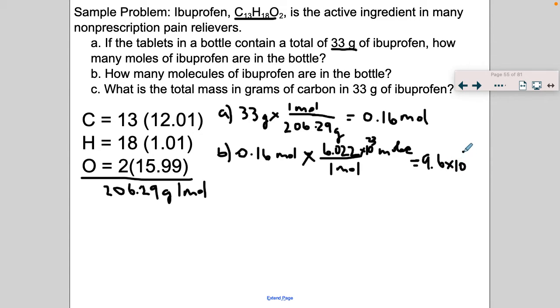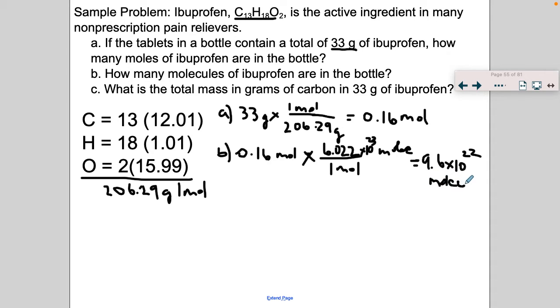Technically, you want to say molecules. I wouldn't mark it wrong, but atoms means you're just dealing with one element, and here we have carbon, hydrogen, and oxygen. So molecules would be the appropriate units.